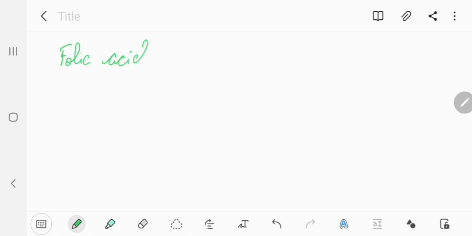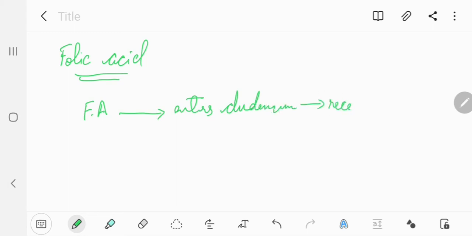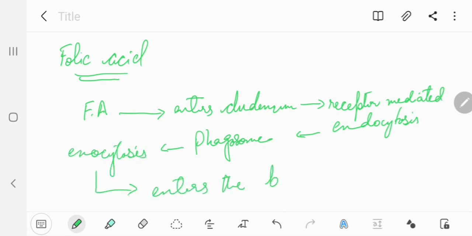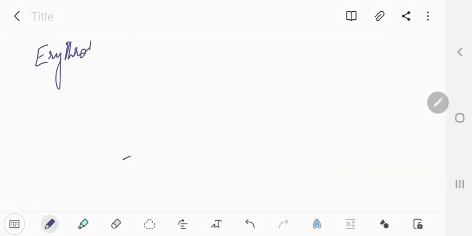Now let's see how folic acid travels. Folic acid, when it enters into the duodenum, undergoes receptor mediated endocytosis and a phagosome is formed. Then this phagosome again undergoes exocytosis and enters the blood, ultimately entering into the bone.